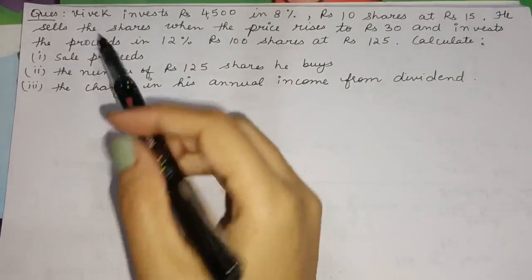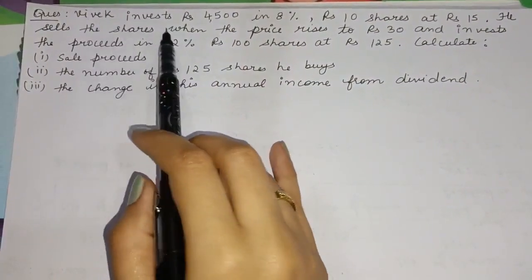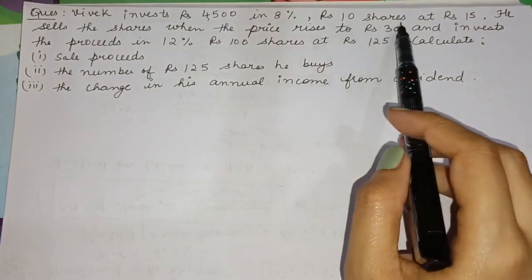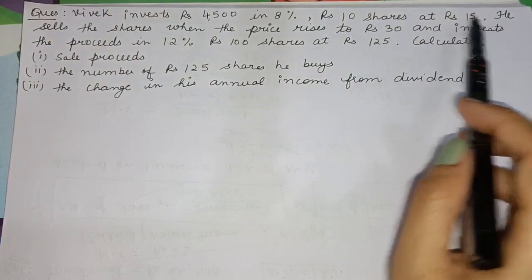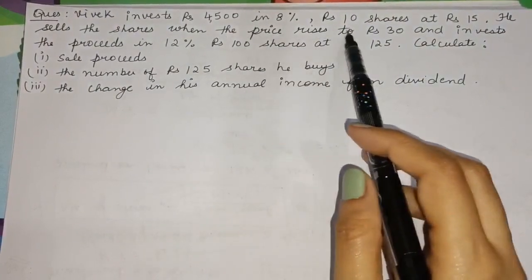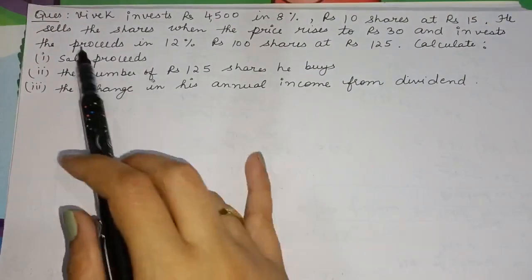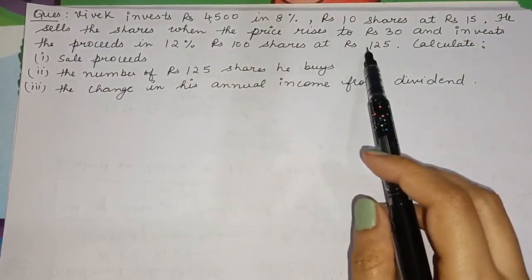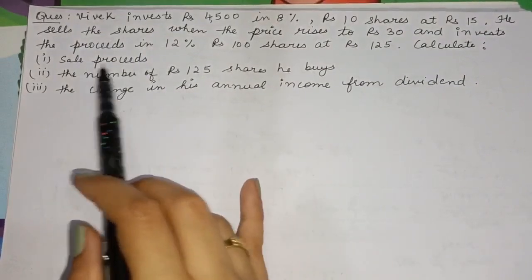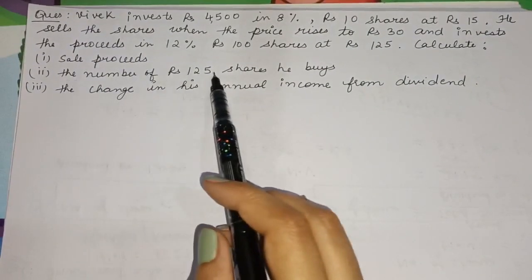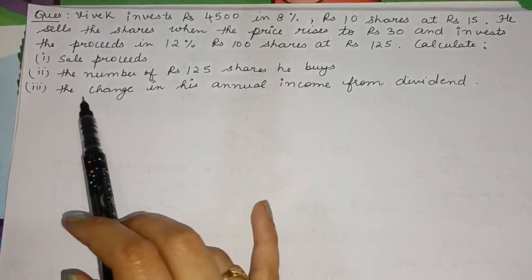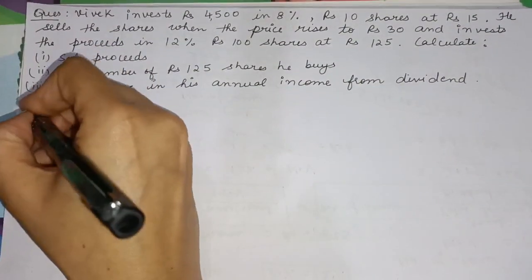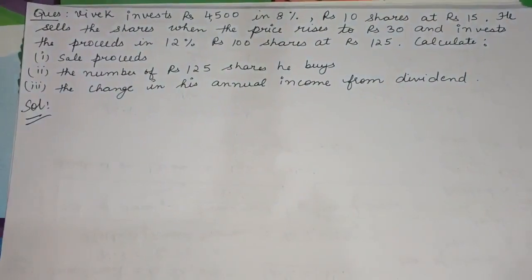Let's do the next question. The question is, Vivek invests rupees 4,500 in 8% rupees 10 shares at rupees 15. He sells the shares when the price rises to rupees 30 and invests the proceeds in 12% rupees 100 shares at rupees 125. Calculate the sale proceeds, the number of 125 shares he buys, and the change in his annual income from dividend. So let us try to understand the question.